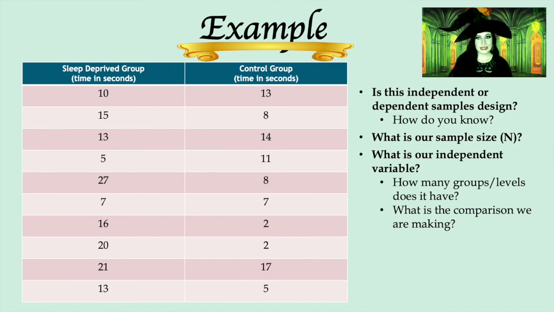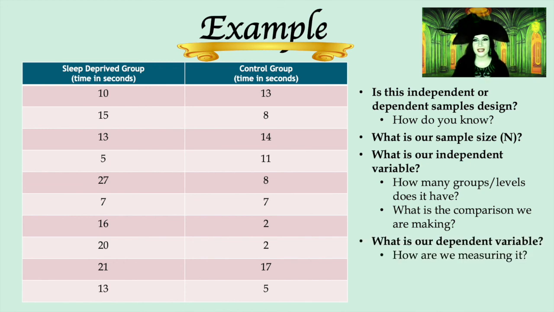So what is the comparison that we are making? Well, we're comparing how quickly those that were sleep deprived were able to complete the task of creating a potion compared to the amount of time it took the control group to complete the potion. So in other words, our dependent variable, or the thing that we are measuring, is the amount of time, recorded in seconds by the way, that it took these groups to complete the task.